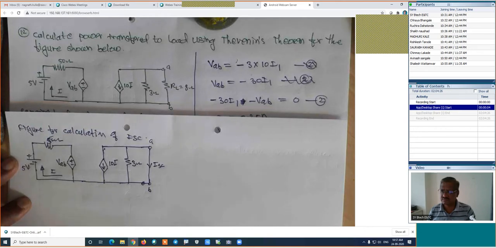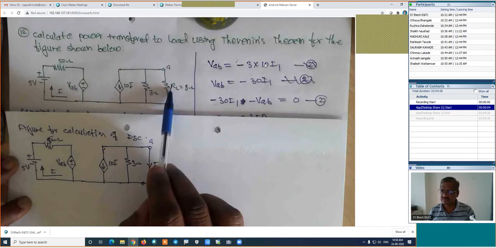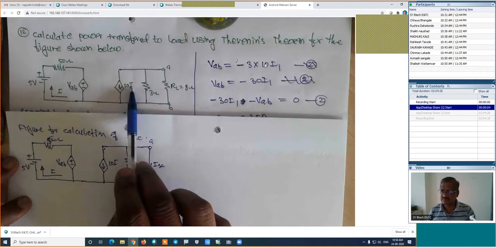Is it right? So here, there are many ways for this calculation. How will we do this calculation? Otherwise, this current is I when the load is existing. This current I have named as I1.